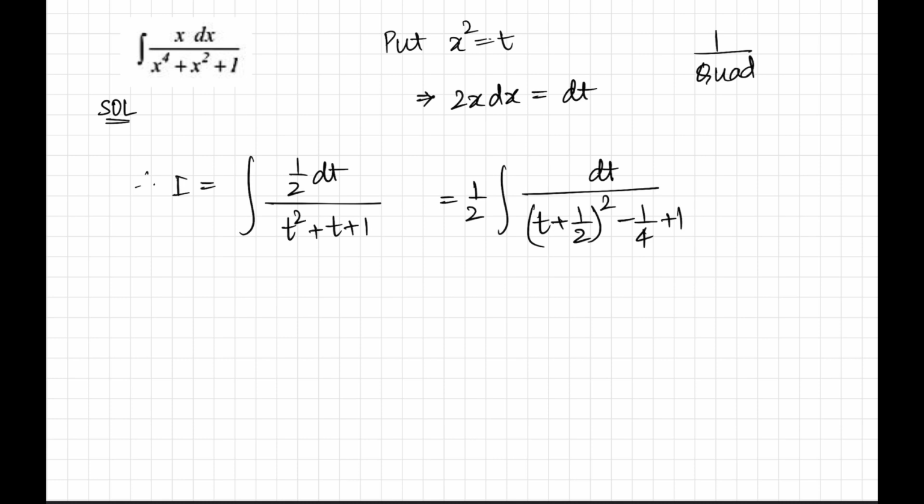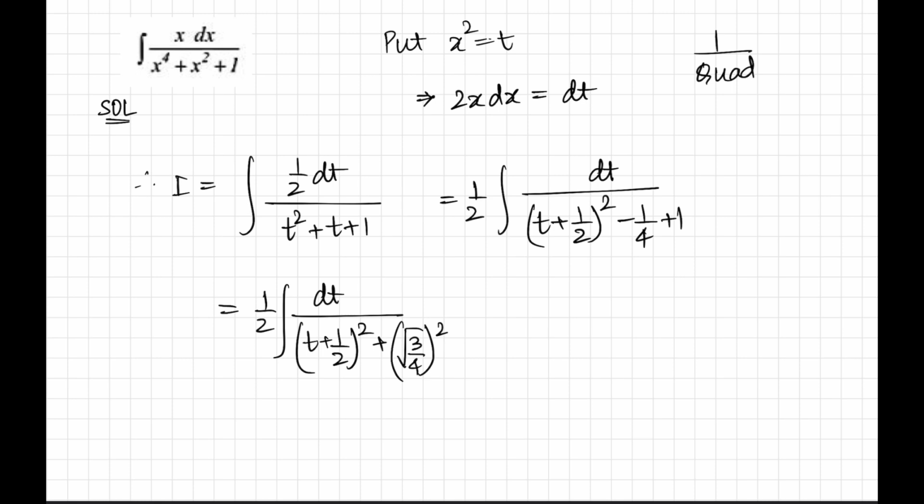I hope you know how we convert to a perfect square, and we have already discussed this in many places. In integration also, in the earlier videos we have discussed this. So you can go back and look for this part. So now if we simplify this further, we get this half integral dt over t plus 1 by 2 whole squared plus root 3 by 4 whole squared.